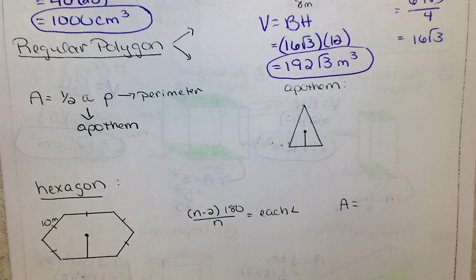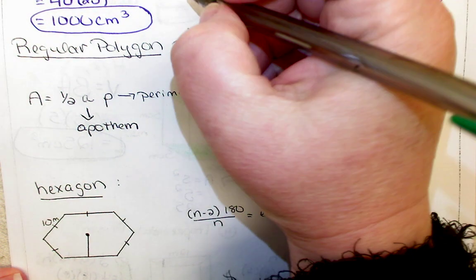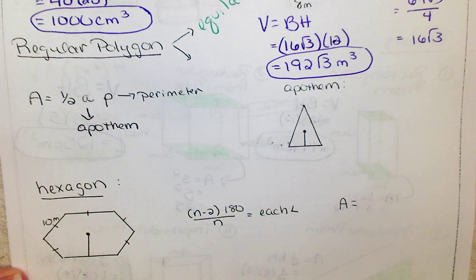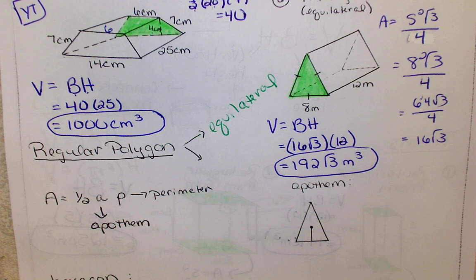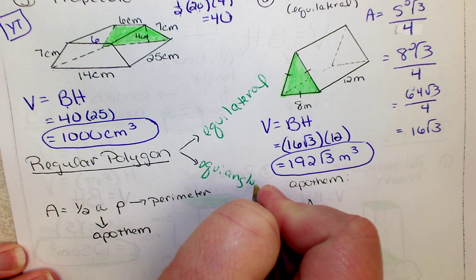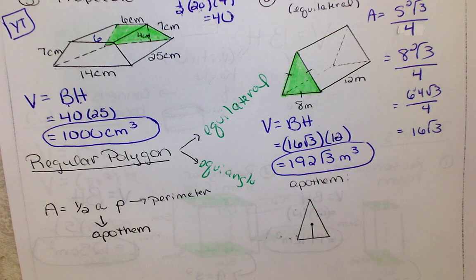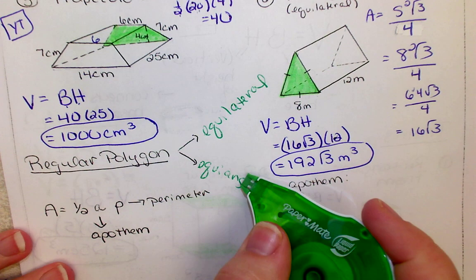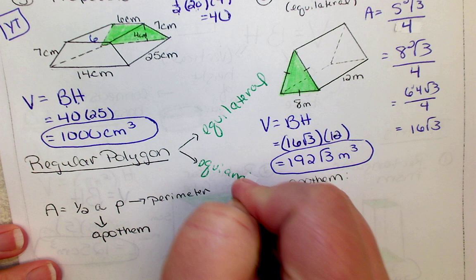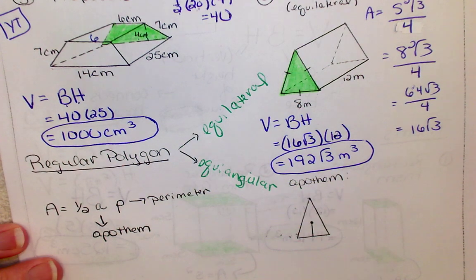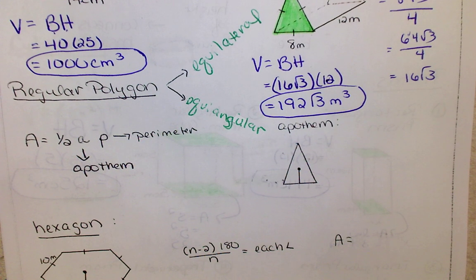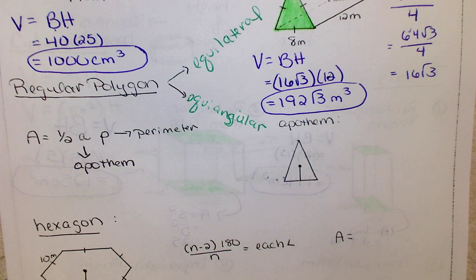All right, what makes a polygon a regular polygon? Well, they have to be both equilateral, which means all the sides are the same, and they also have to be equiangular, which means all the angles are equal. Okay. All right, so that's the definition of a regular polygon, equilateral and equiangular.